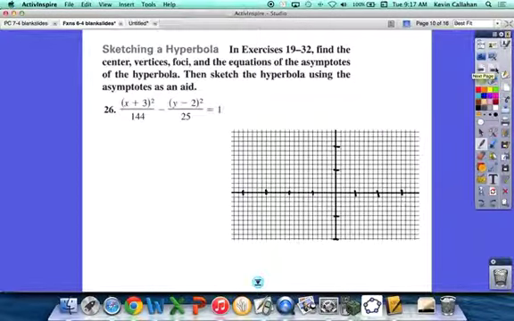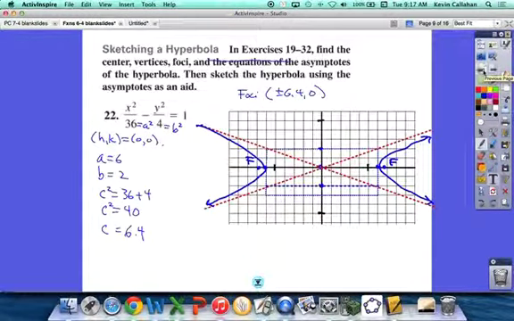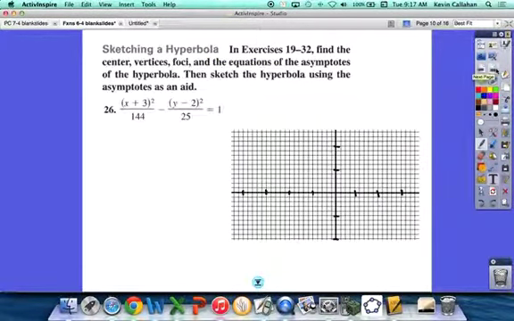Right, which leads us to, okay, what was the difference between that one and this one? That was at the origin. This one's not at the origin. Okay, what's the center? -3, 2, right? Is it vertical or horizontal? Horizontal because x is first, right?